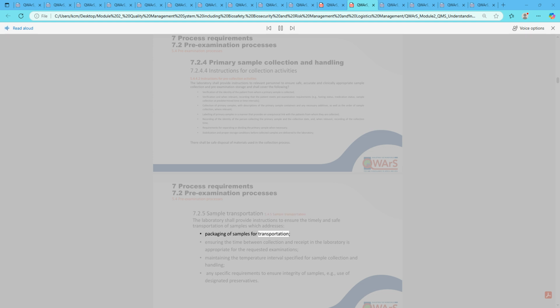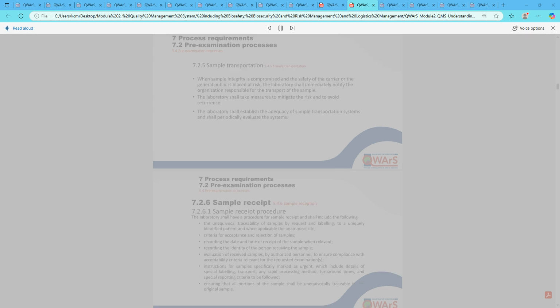Packaging of samples for transportation, ensuring the time between collection and receipt in the laboratory is appropriate for the requested examinations, maintaining the temperature interval specified for sample collection and handling. Any specific requirements to ensure integrity of samples, e.g., use of designated preservatives.